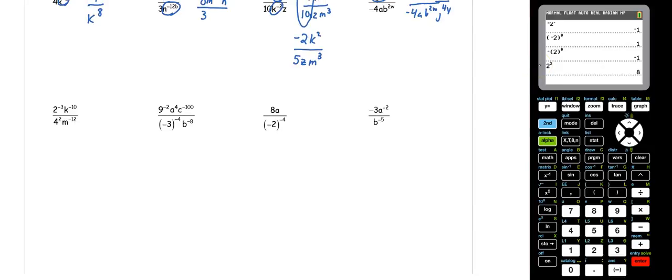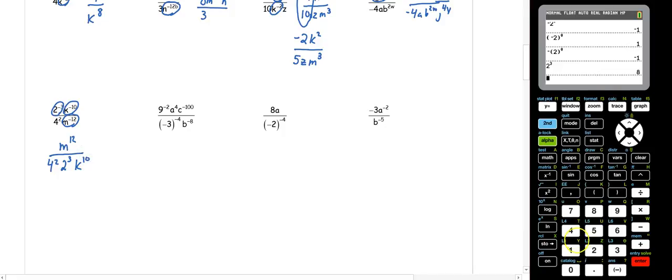Two to the negative 3, k to the negative 10, 4 squared over 4 squared, m to the negative 12. So when I look at this, 2 has a negative exponent, k has a negative exponent, m has a negative exponent. So when I move everything and switch, m's going to move to the numerator, and in the denominator we now have 4 squared, 2 cubed, k to the 10th.